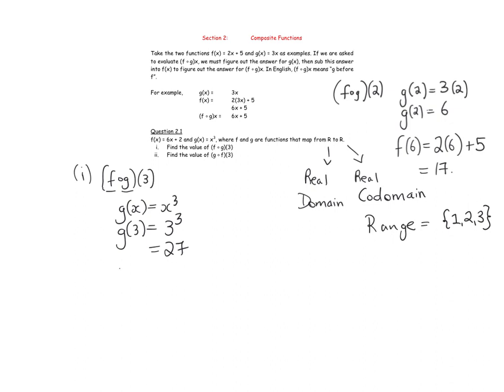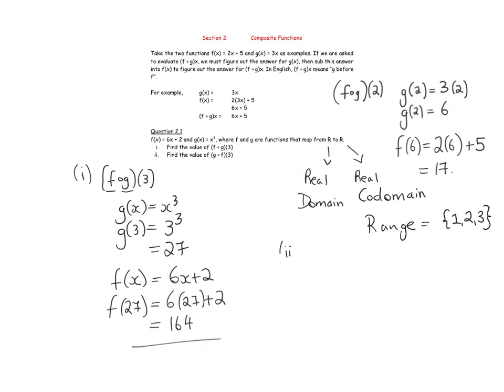Now, then we need to do f. And f of x is equal to 6x plus 2. Now we need to put the answer we got from when we did g of x in for f of x. So we got 27. So we're going to replace x with 27. So here, when we figure that out, we get 164. So your answer for this one is 164.